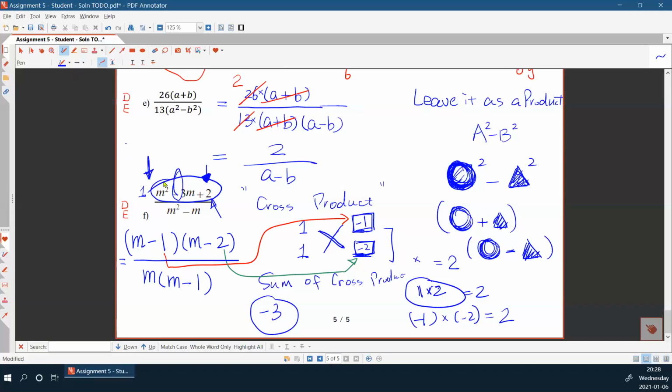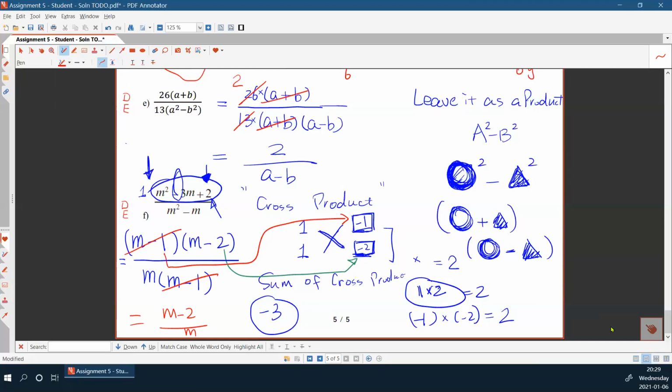Do you understand how we can factor the numerator now? Okay, how about Dora? And then we can cancel m minus 1, right? So the final result is m minus 2 over m, right?